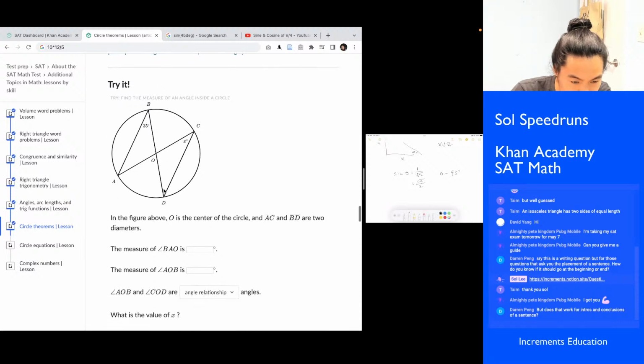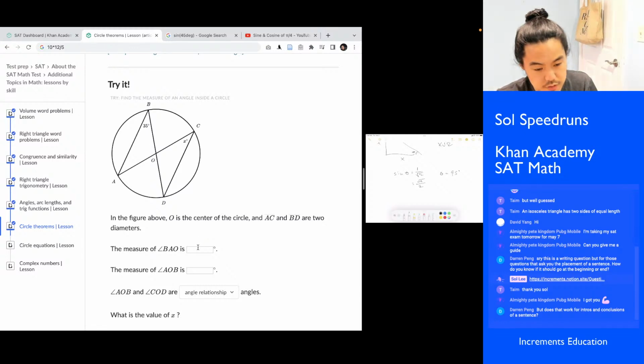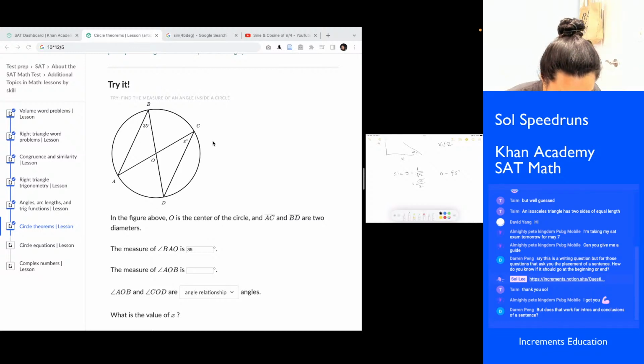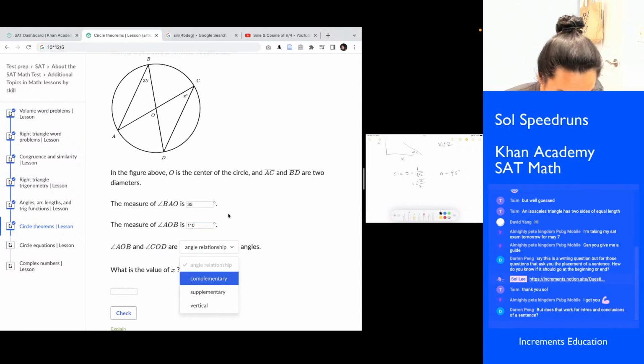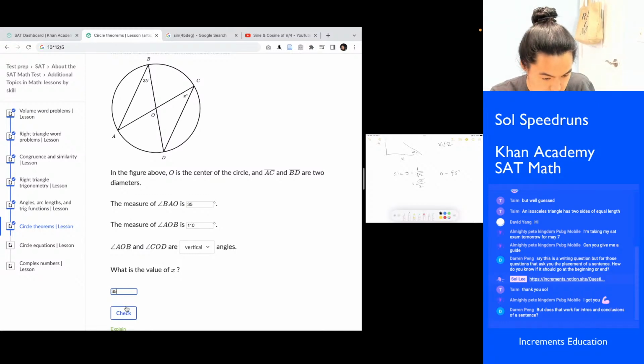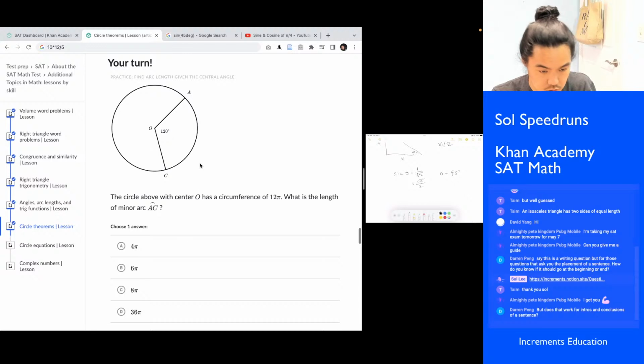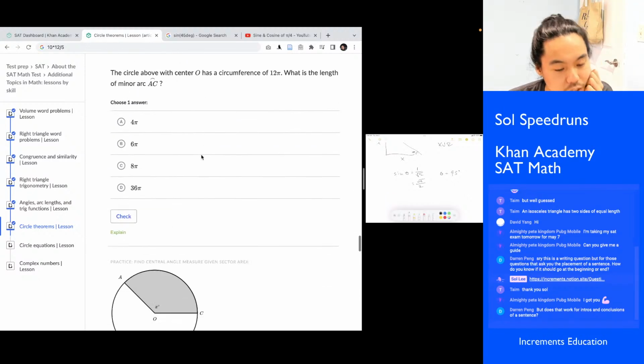Try it. Okay, let's try something. What are we trying right now? BAO is also 35. AOB is 35 to 110. AOB and COD are equal. How do I say equal? Vertical, I guess. I think that's what that means. It's 35. I'm good, man. I don't need to do all this, right?